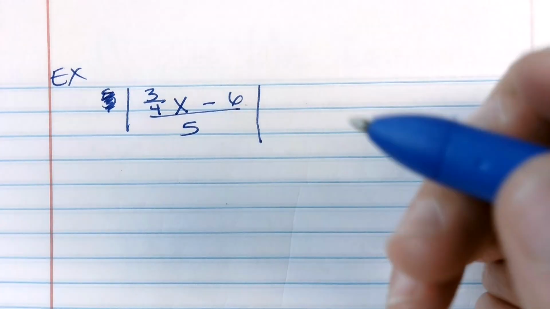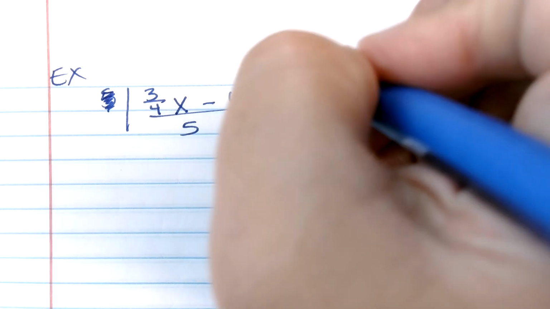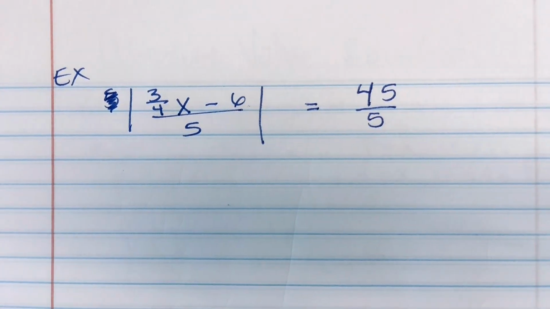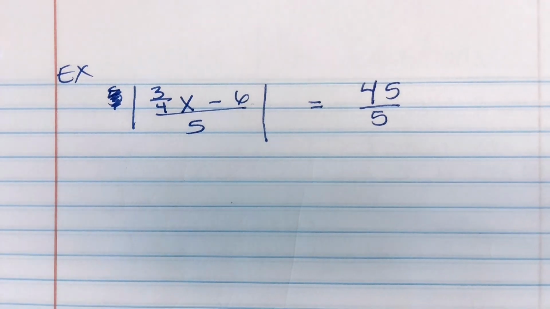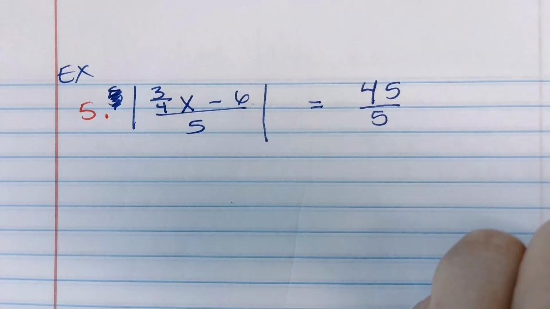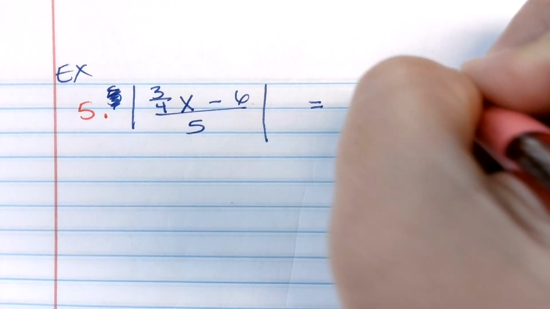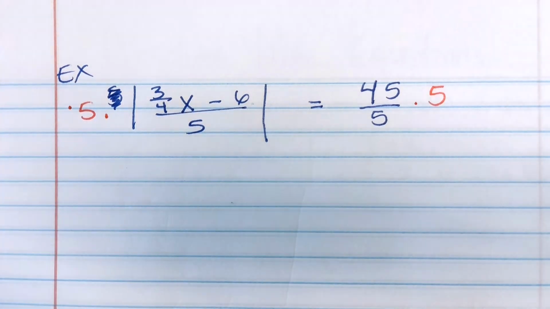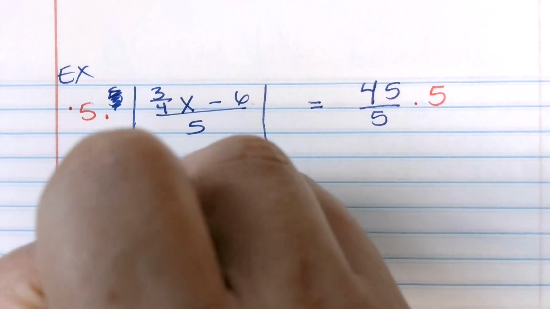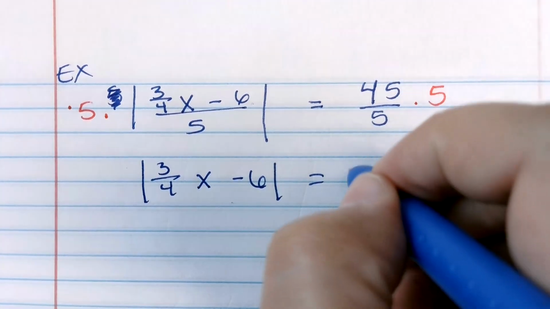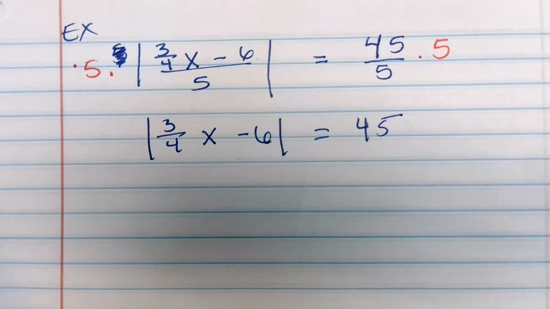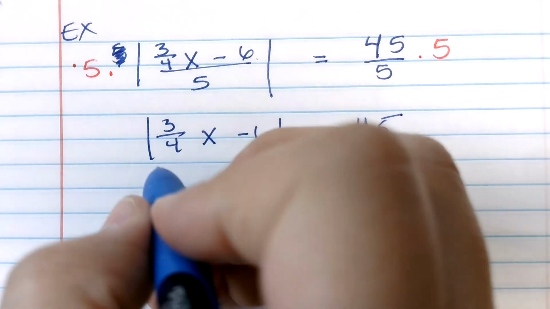Okay, so 3/4 x minus 6, divided by 5, is equal to 45 over 5. I'm going to start this problem off by multiplying by that 5. That's why I put it here. My camera does that every once in a while. When I multiply by 5, that leaves 3/4 x minus 6 is equal to 45. It cancels out those denominators. And then I can work with this problem here. I wanted to do it because it had a fraction on it.